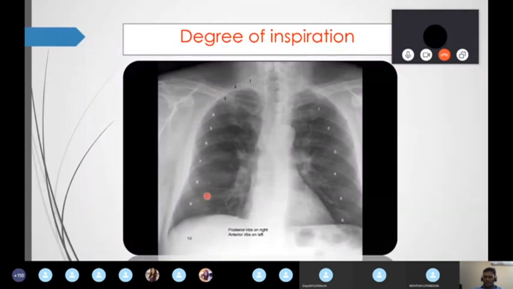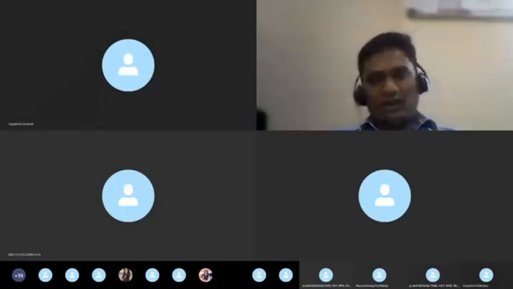If you want to count the PA ribs, that means horizontal ribs, on the right side the ninth rib has to cut the diaphragm, and on the left side the 10th rib has to cut the diaphragm. Once again, if you count the PA ribs, horizontal ribs, counting 1, 2, 3, 4 like this, the ninth rib has to cut the diaphragm on the right side. That is very, very important before you start reading your X-rays.